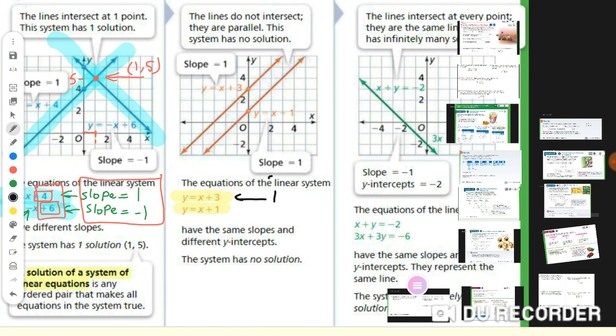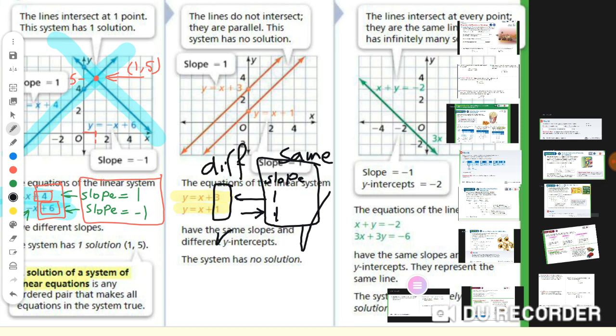And the slope of the second one is 1, too, okay? So similar slope, but different y-intercept, yes? So if I have the same slope and different y-intercept, I have no solution. In this case, I have what? No solution. Okay, Oleg? Okay.